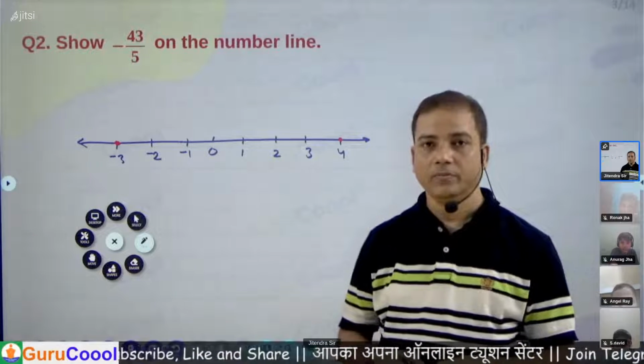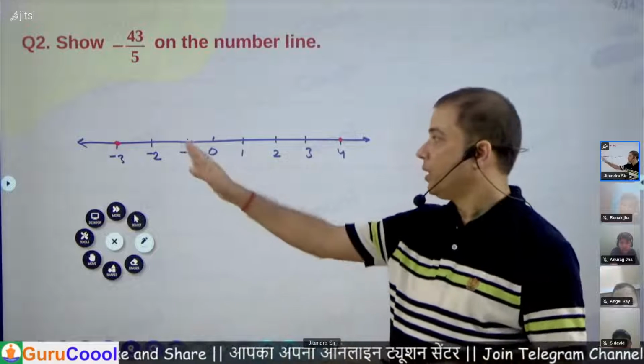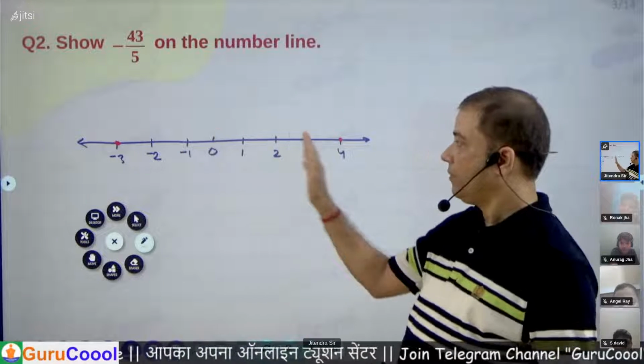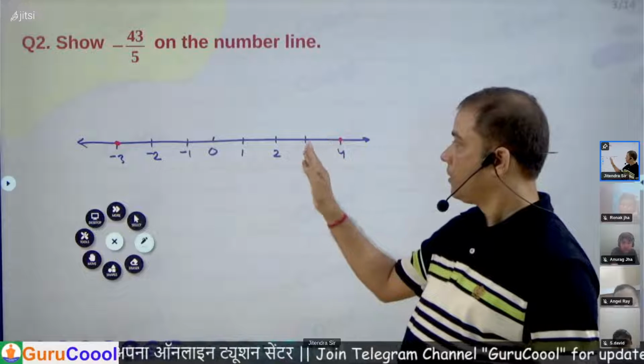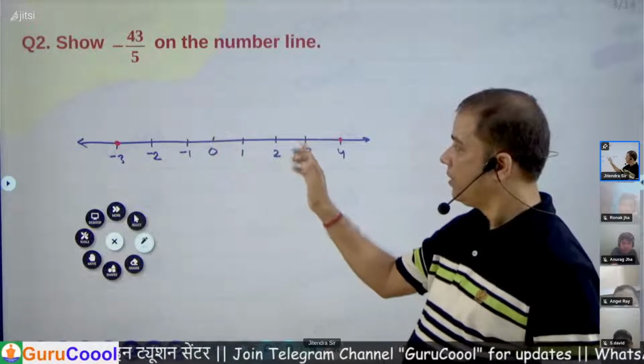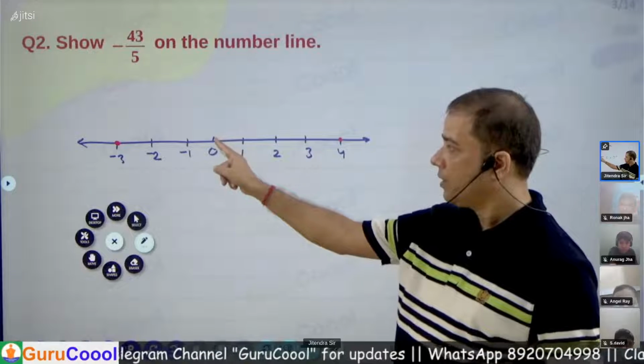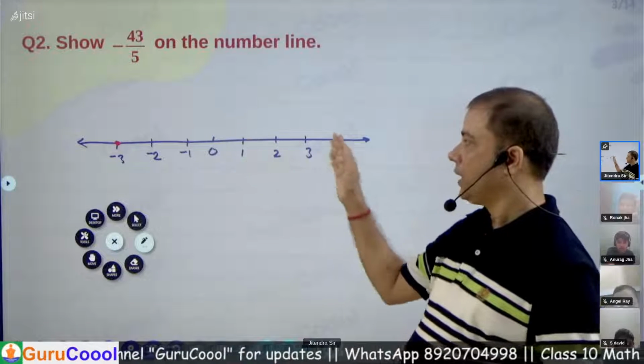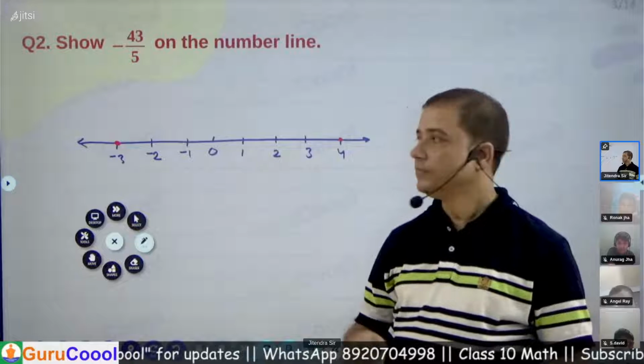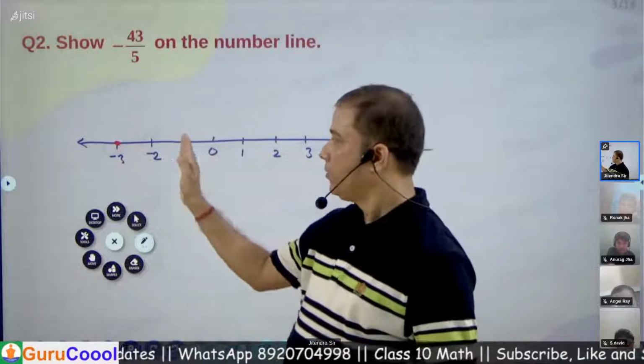Numerical value, right? This point is 4 units away. This point is 3 units away. This point is 2 units away. This point is 1 unit away. They are on the right side. Similarly, this point is 3 units away on the left side.